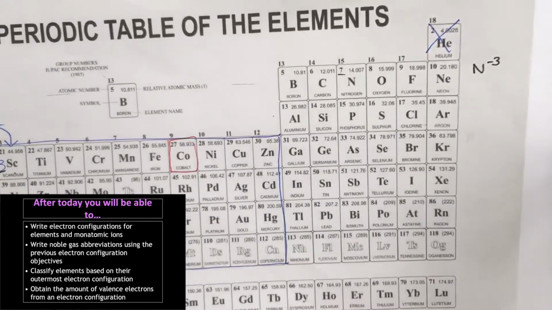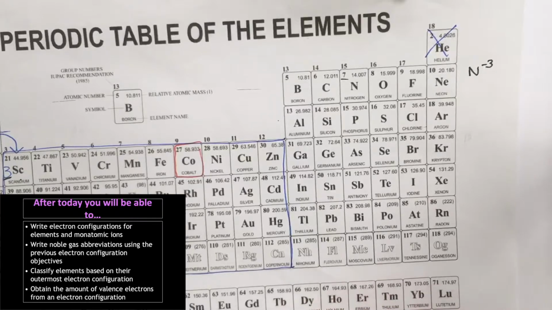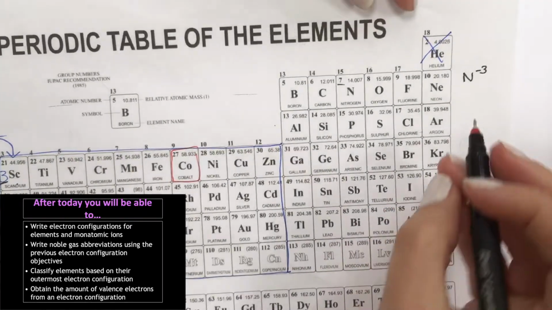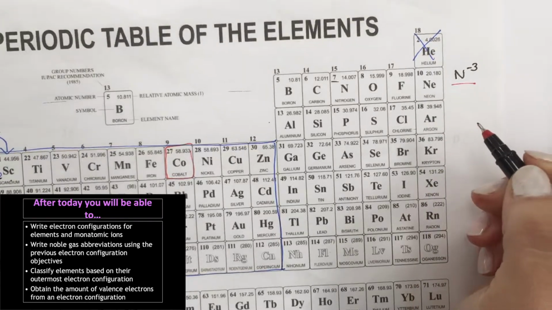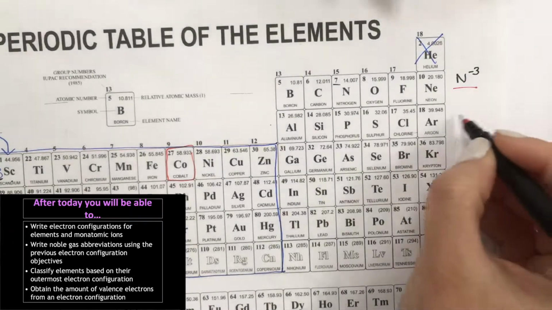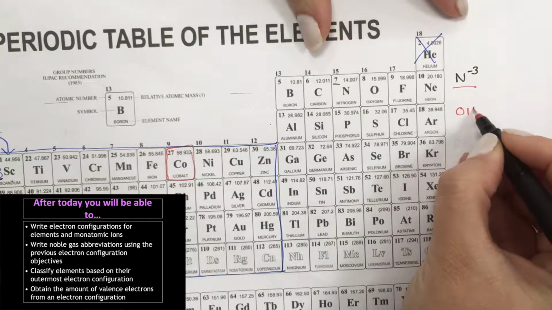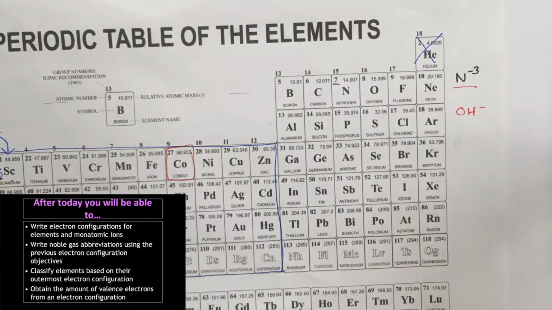But our goals for today, I want you to be able to write electron configuration for elements and monatomic ions. So a monatomic ion, that just means one atom ion. Later in the year, we're going to learn about polyatomic ions. So that's the difference. A monatomic ion would just be like this one, N with a -3 charge. That's the only difference, monatomic just meaning one atom. Later we're going to have a polyatomic ion like OH minus, so that's oxygen and hydrogen with a -1 charge.